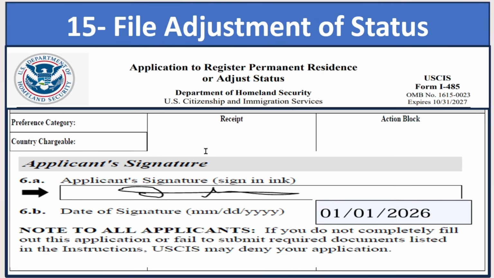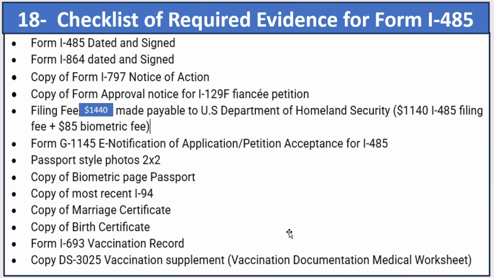Step 15, now you must file adjustment of status. Adjustment of status is Form I-485. It must be signed with black ink, then dated, and then sent to USCIS. Of course, with supporting documents. That's step number 16.